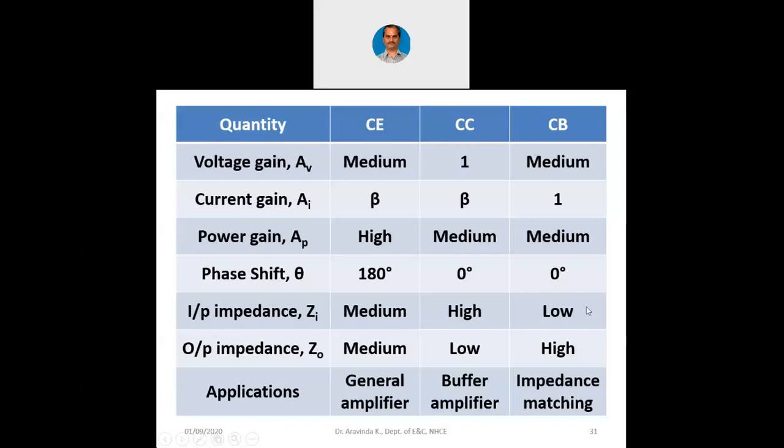Now let me conclude this module by discussing this particular table, where we are comparing common emitter, common collector and common base. We have seen in the common emitter configuration, voltage gain is medium. Medium means, let us say if it is above 100, but less than 1000. In such a case, we call it medium gain.